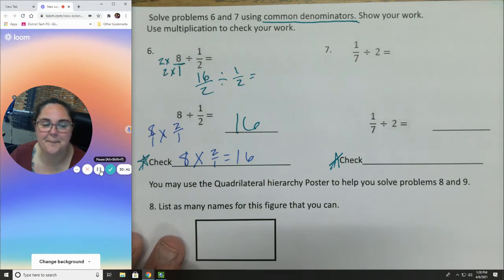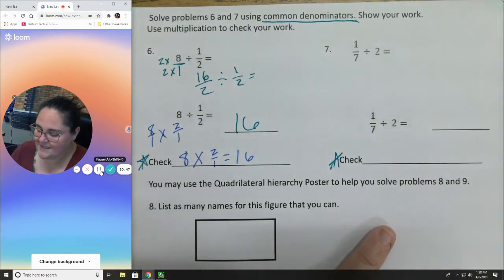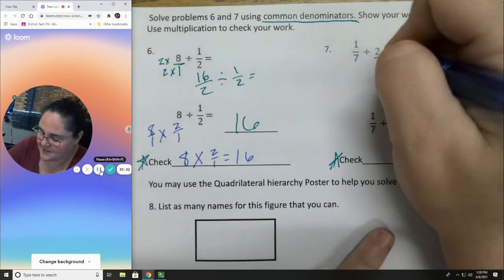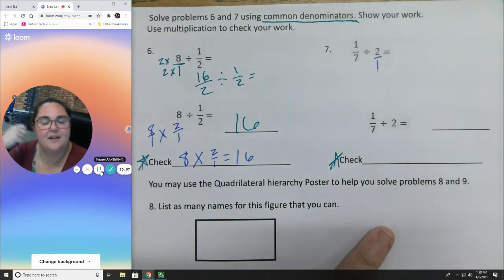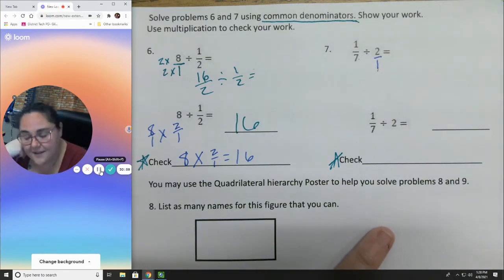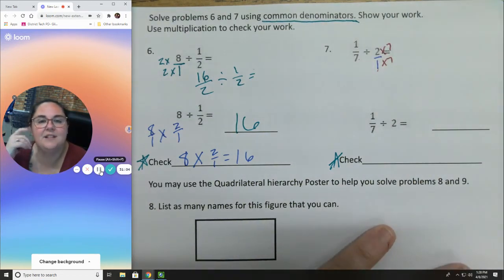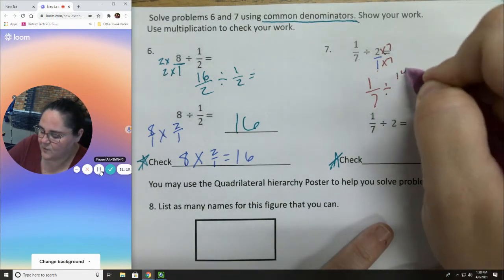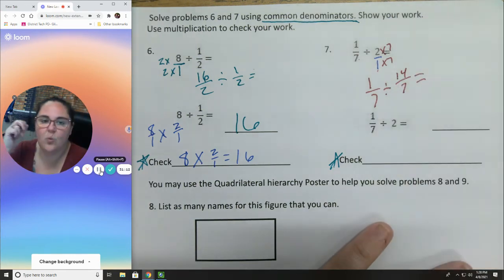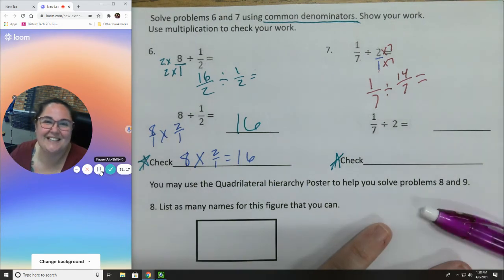Okay. Here we go. 1/7 divided by 2. Okay. Have to find a common denominator. I'm going to use a different color for this one. My common denominator with a 7 and a 1 would be 7. Multiply by 7. Whatever I do to the bottom, I do to the top. So 1/7 divided by 14/7 equals what? What is 1/7 divided by 14/7?